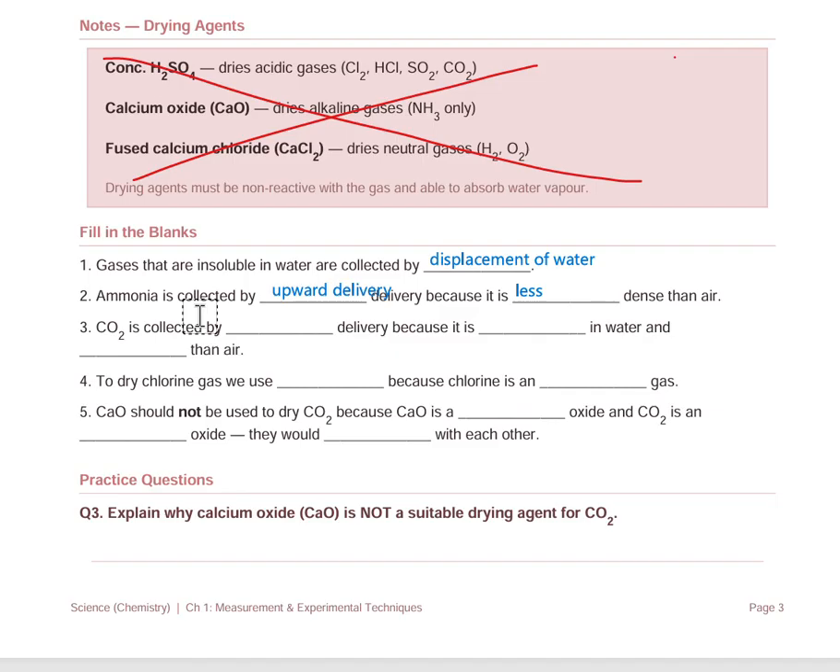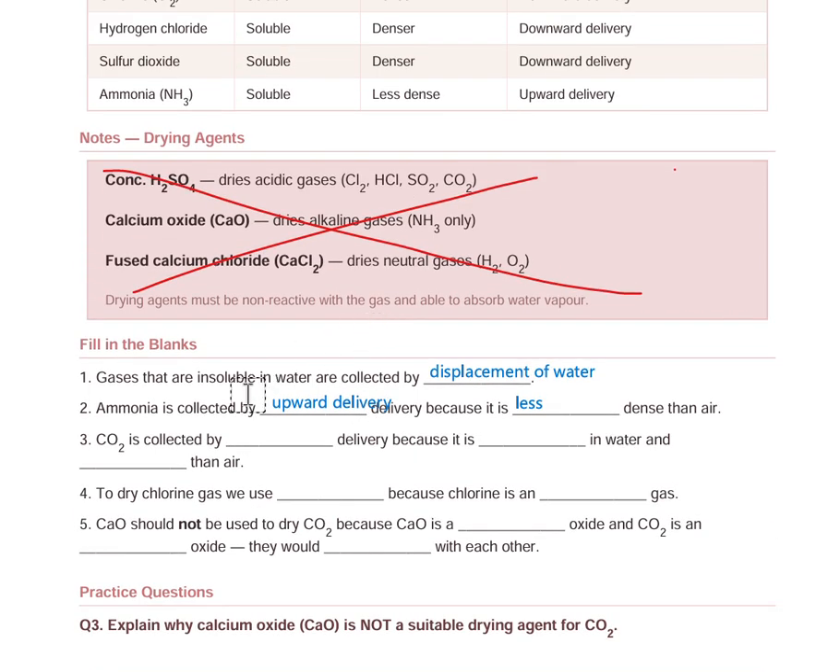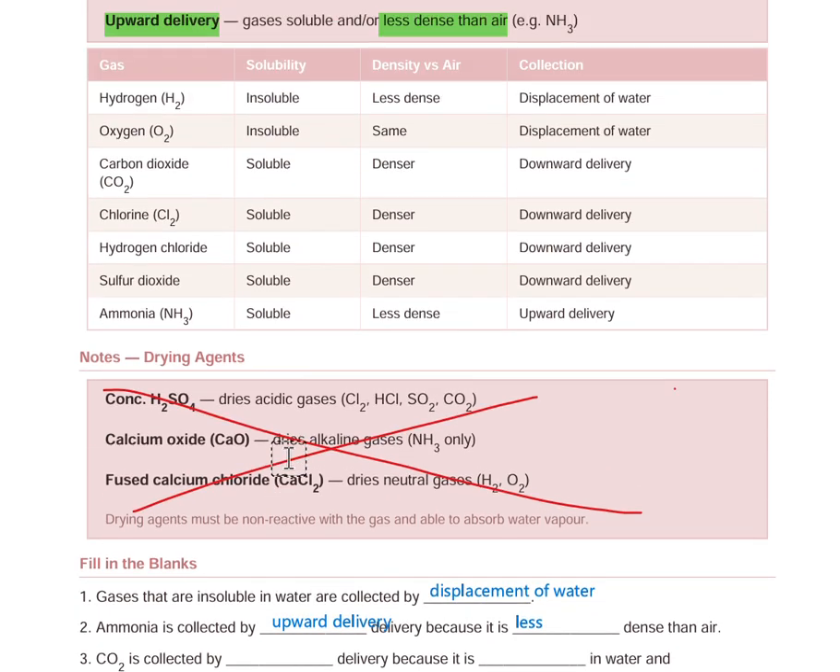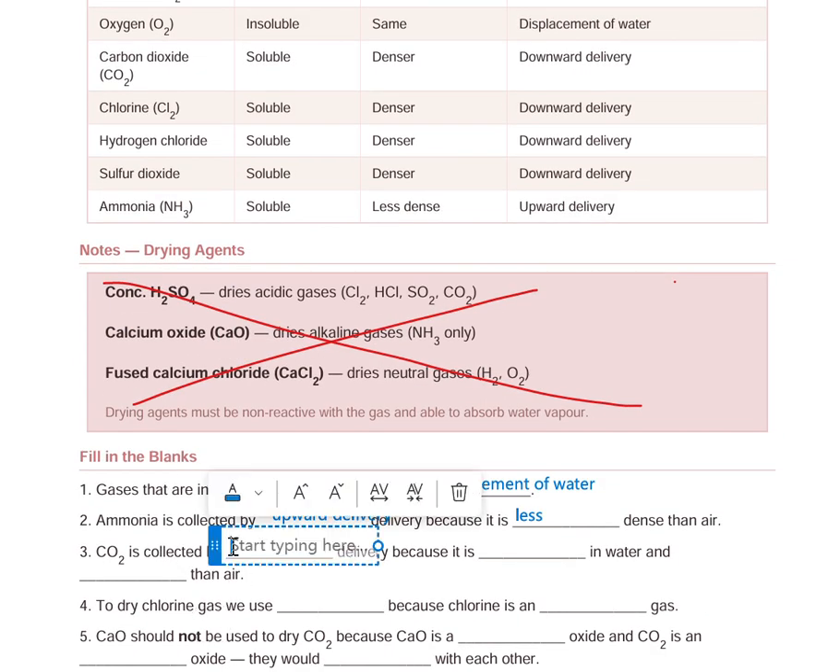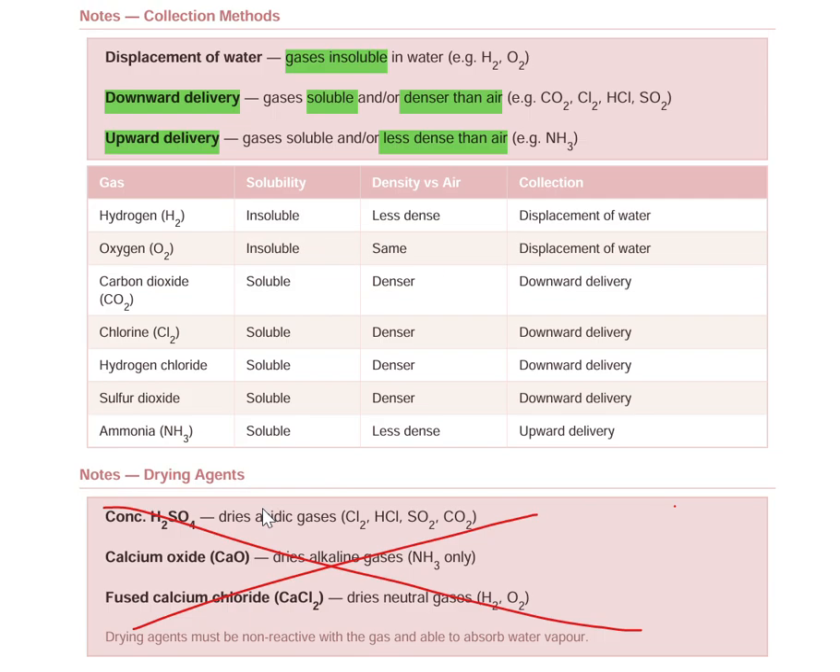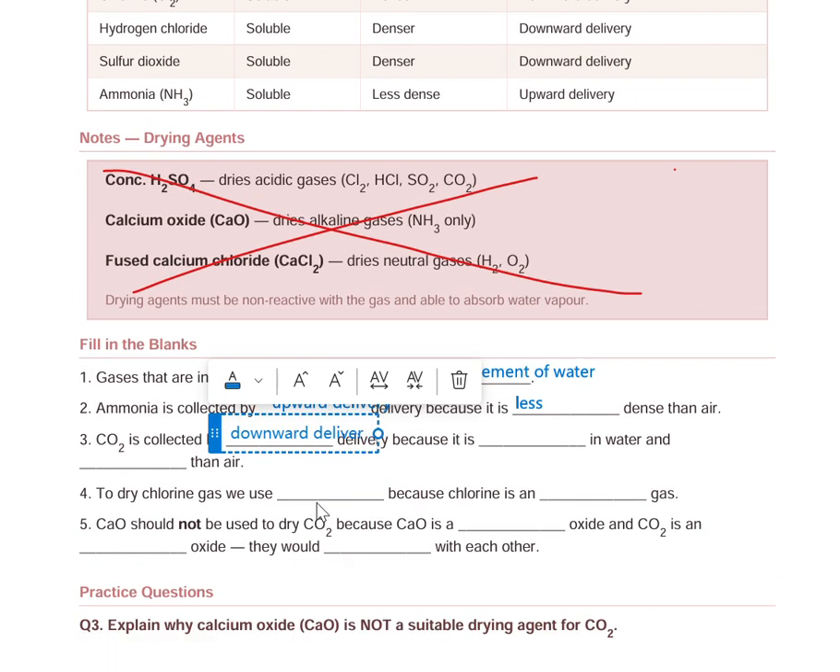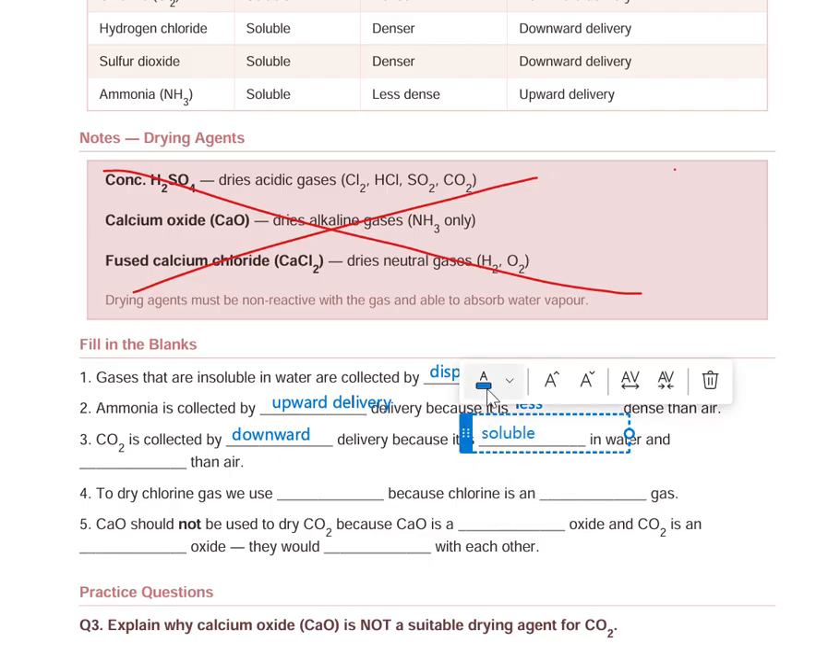Okay, next, CO2, also known as carbon dioxide, is collected by what delivery because it is what in water and what in air? Actually it's collected using downward delivery, as you can see over here. Oops, sorry, I didn't realize the downward delivery there. Downward delivery because it is soluble in water and denser than air.